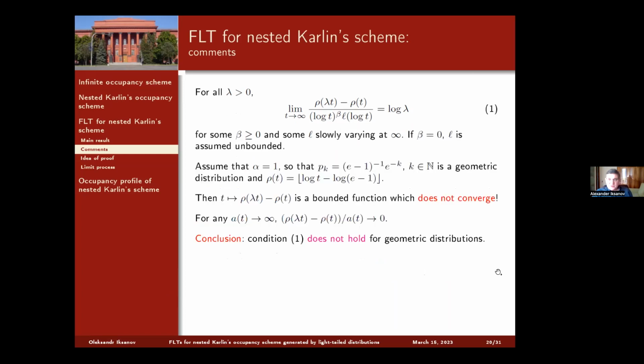Assume now that alpha is equal to 1, in which case pk is a geometric distribution, and the counting function rho is given by this integer part.